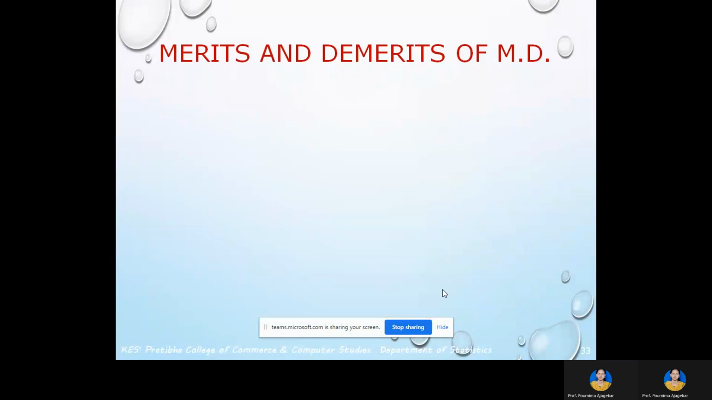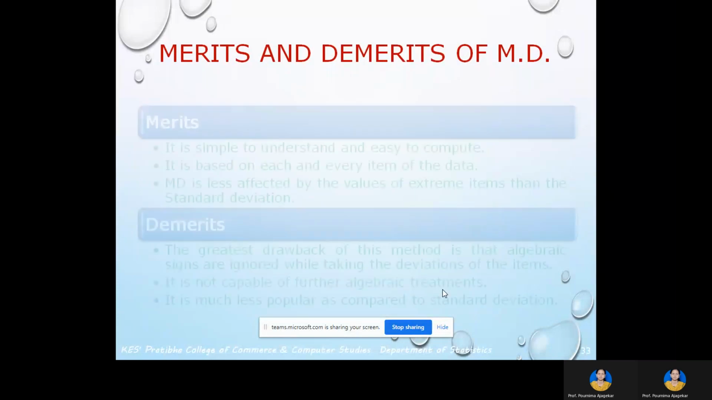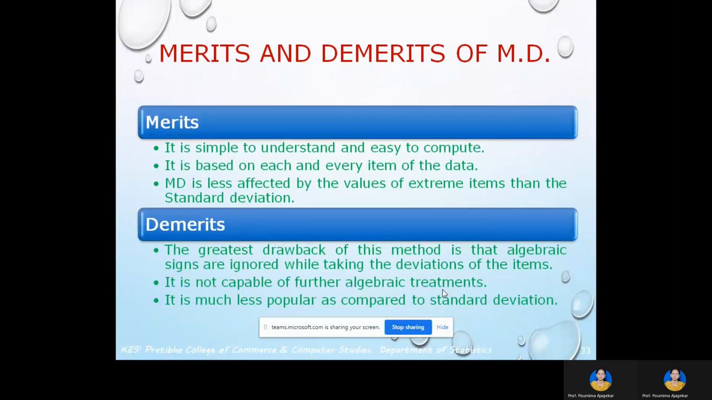Let's see what are the merits and demerits of this mean deviation. Merits are: it is simple to understand and easy to calculate. It is based on each and every item of the data. Mean deviation is less affected by the values of extreme items than the standard deviation.